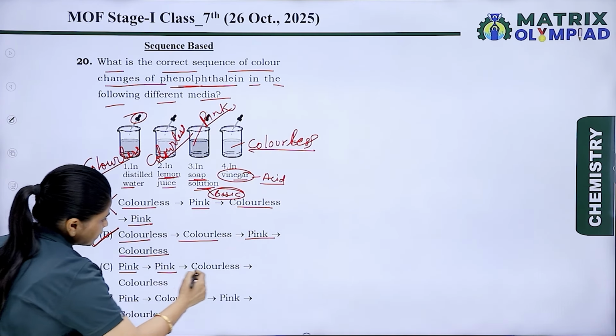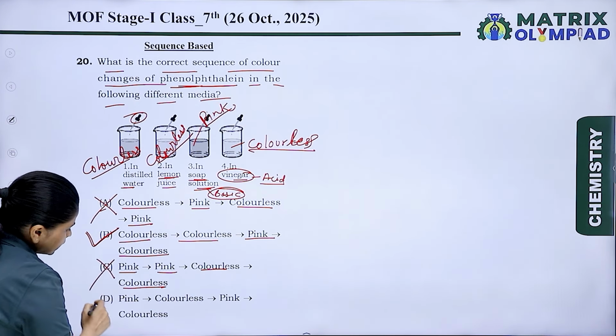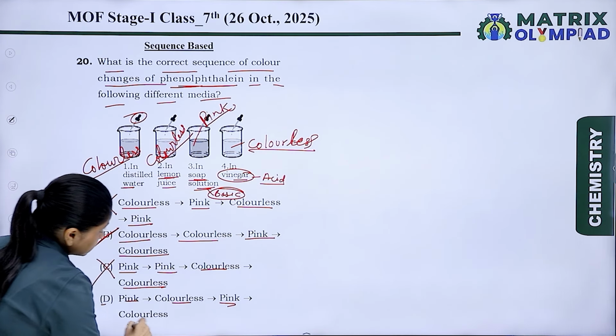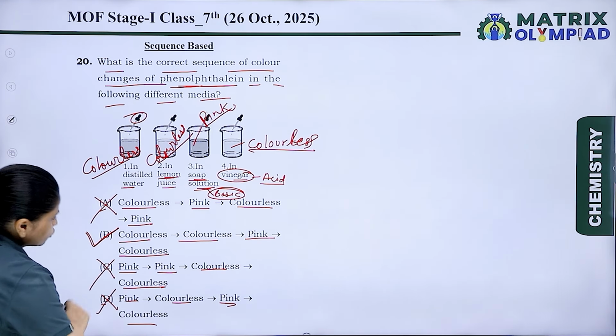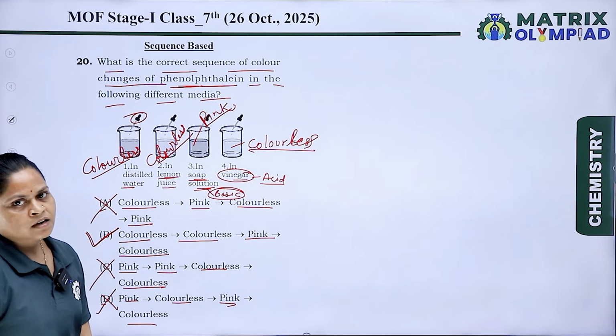C: pink, pink, colorless, colorless. This is wrong. D: pink, colorless, pink, colorless. This is again wrong. So option B is the answer.